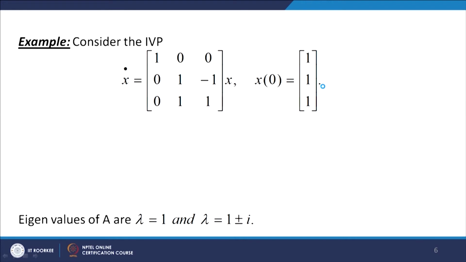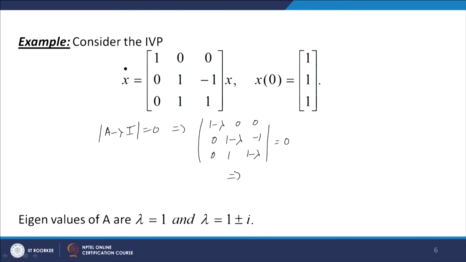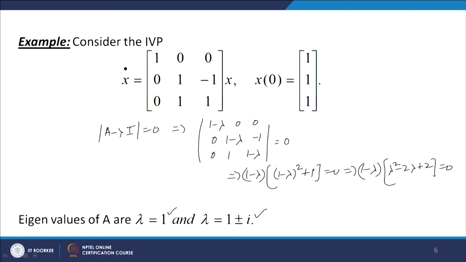Now, consider the initial value problem x dot equal to the matrix A with rows (1 0 0), (0 1 −1), (0 1 1) times x, with x(0) = (1 1 1). So, the eigenvalues of A: if you solve the determinant of A − λI equal to 0, you have the equation with rows (1 − λ, 0, 0), (0, 1 − λ, −1), (0, 1, 1 − λ). This gives you (1 − λ) times ((1 − λ)² + 1) equal to 0. So, what do you get? (1 − λ) times (λ² − 2λ + 2). So, you get λ = 1, and λ² − 2λ + 2 = 0 gives you λ = 1 ± i.